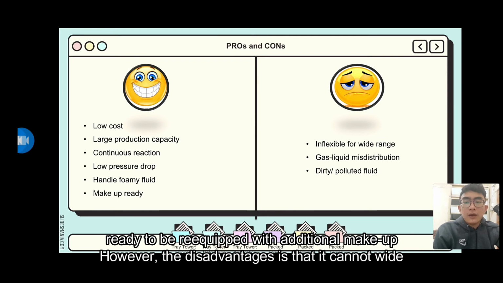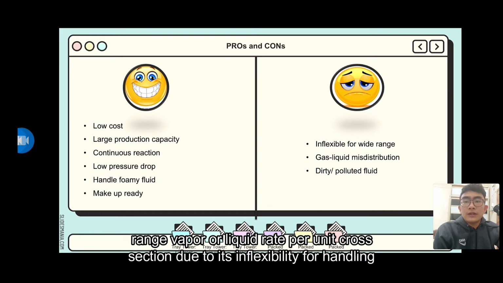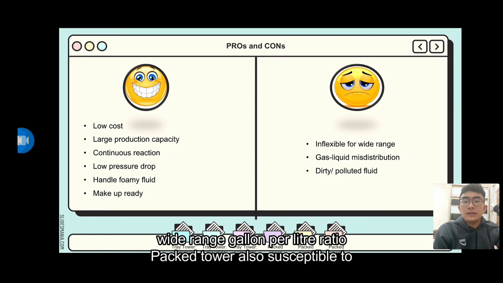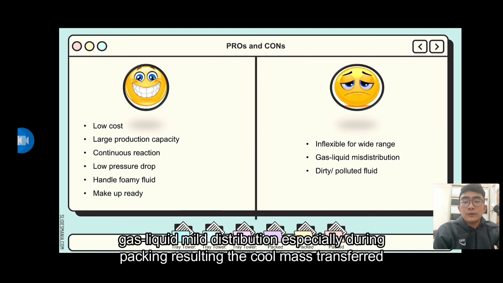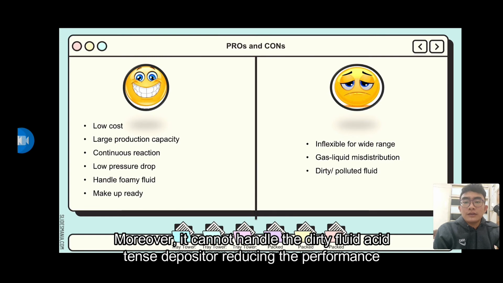However, the disadvantage is that it cannot handle a wide range of vapor or liquid rate per unit cross-section due to its inflexibility for handling wide range gas to liquid ratios. The packed tower is also susceptible to gas liquid maldistribution, especially during packing, resulting in poor mass transfer. Moreover, it cannot handle dirty fluid as it tends to deposit, thus reducing the performance.